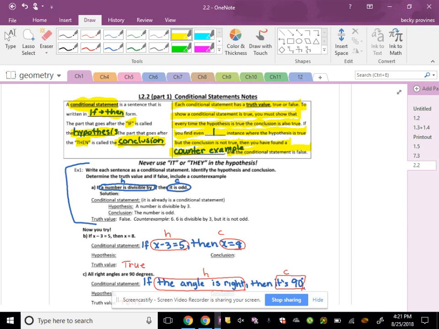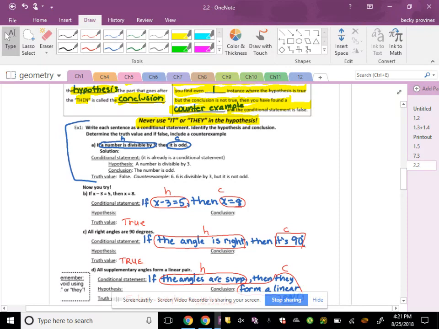As we write this, you will see in the conclusion, in the second part, we really don't want to use the word it or they because we don't really know what it or they is referring to. So I try to leave it out in the first part and in the second part. Sometimes there's no other word to use, and that would be okay. We'll talk about it as we go.